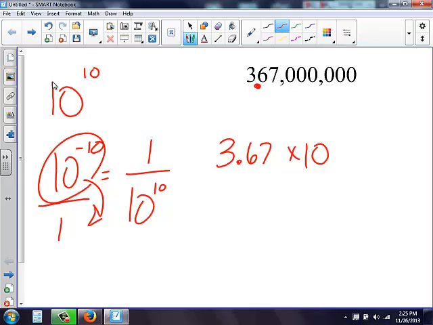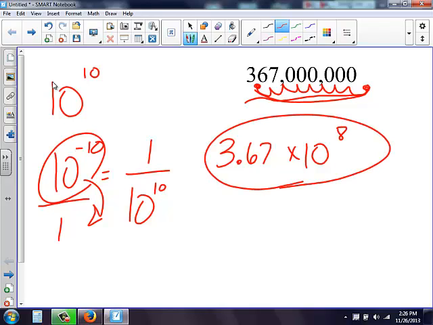Now what I need to realize is I need to determine, is this a really big number or a really small number? So I look at this number. That is a really big number. So if I think it's a really big number, I'm going to have a positive exponent. So originally my exponent is here. I want it to be all the way over here. So I'm going to count my spaces. 1, 2, 3, 4, 5, 6, 7, 8. It is 8 spaces. So my answer is going to be 3.67 times 10 to the 8th because it is a really big number. That's why I left it as a positive 8.